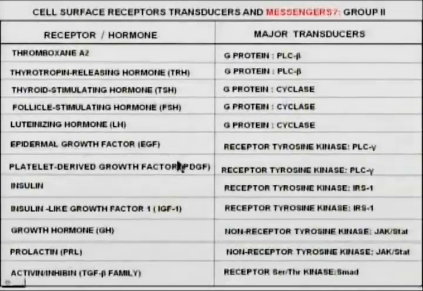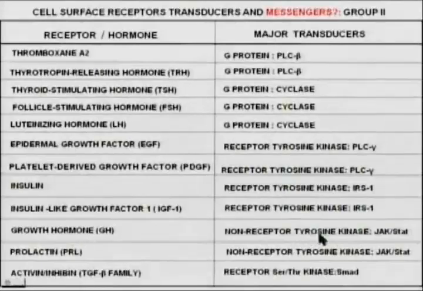Epidermal growth factor through a receptor tyrosine kinase mechanism, also activating phospholipase C, but it's the gamma subtype. Another tyrosine kinase through platelet-derived growth factor, but PLC gamma. Insulin through IRS1. You'll have to forgive me, I don't know what IRS1 is. It's good that we don't all know everything, huh?